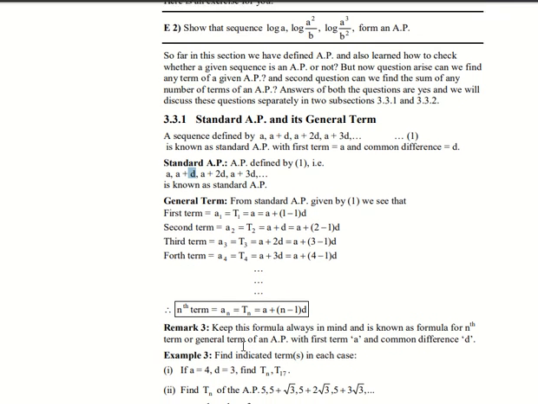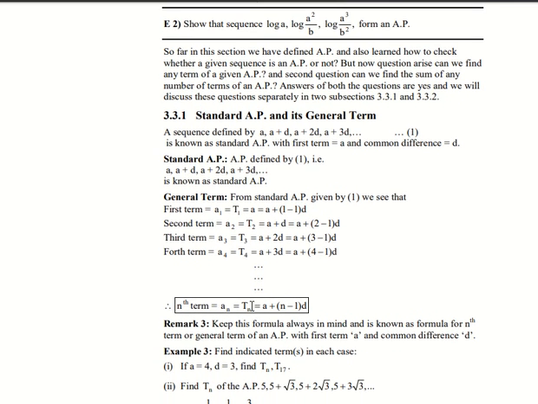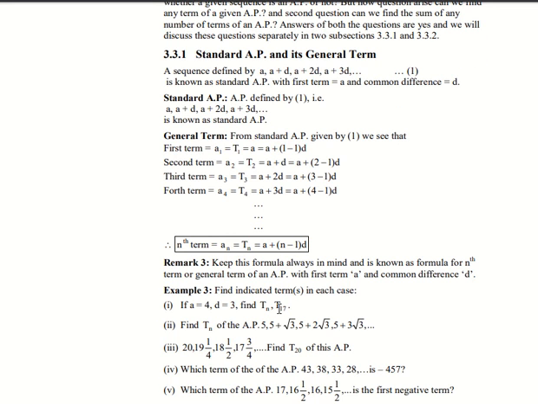So as you can see, t of n, this is how you represent the last term, a_n or t_n, is equal to a plus n minus 1 d.